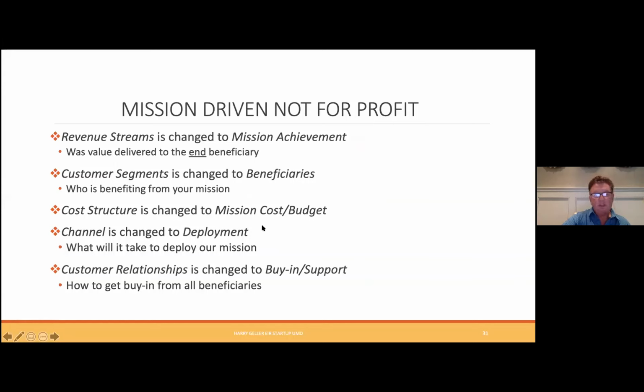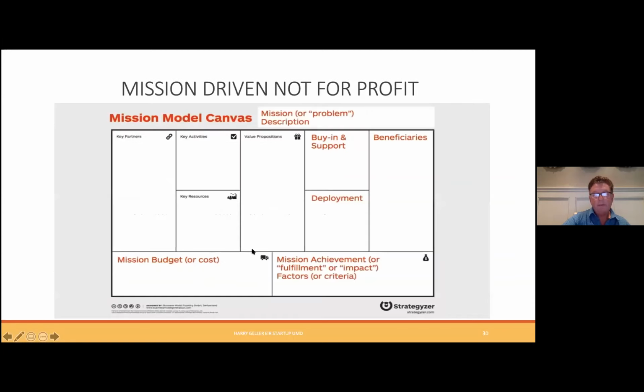Cost structure is changed to mission cost / budget. Channel is changed to deployment. What will it take to deploy our mission? And customer relationships is changed to buy-in support. How to get buy-in from all the beneficiaries. So again, if you have a mission-driven business, this would be an example of a model canvas.